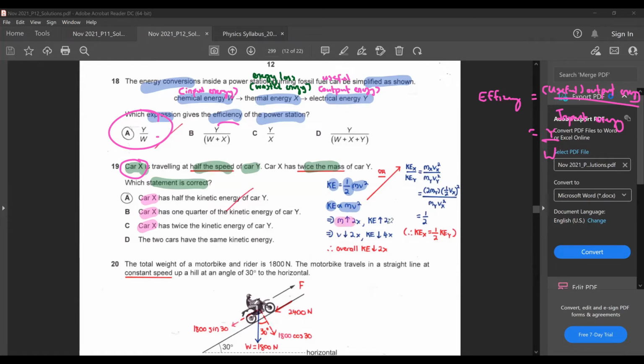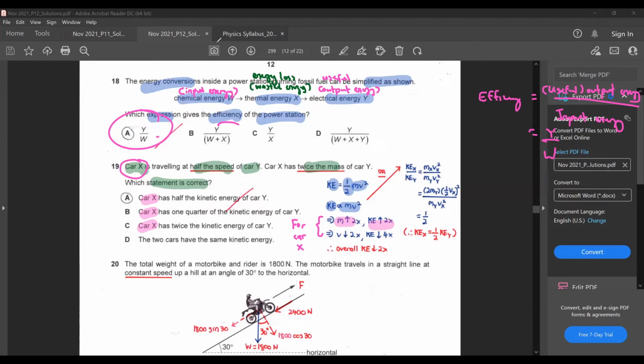So KE will be twice. The mass increased 2 times. The KE increased 2 times. Maybe I better write this now, for car X, so that it's easier for you to see. For car X, the mass is double that of Y, meaning the same mass increased 2 times. So K increased 2 times.